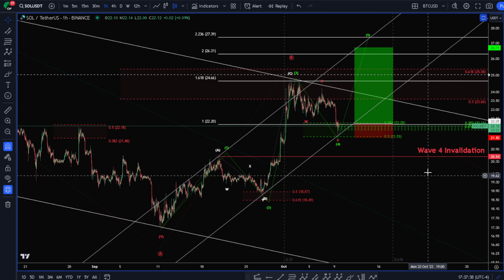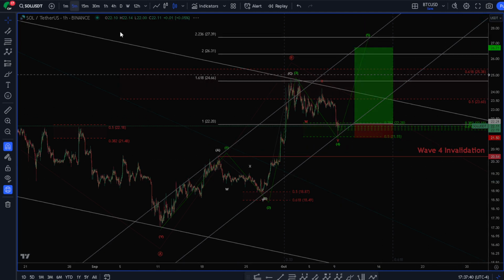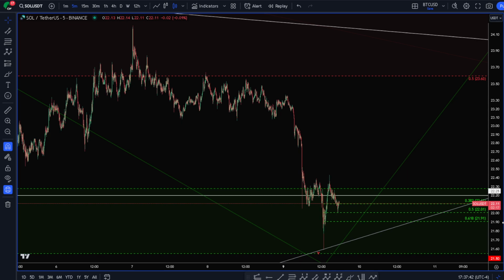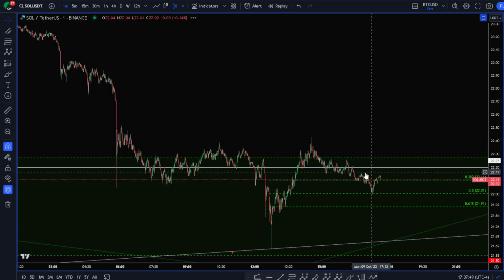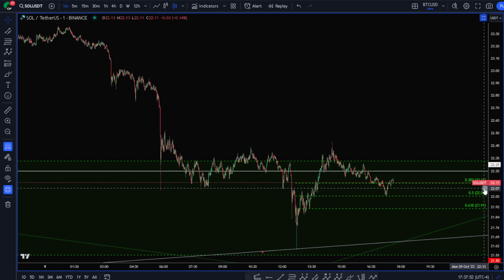All right, guys, that's it for Solana. Pretty nice entry at the moment. We'll see if we get the follow through. If we don't, still have the short open.